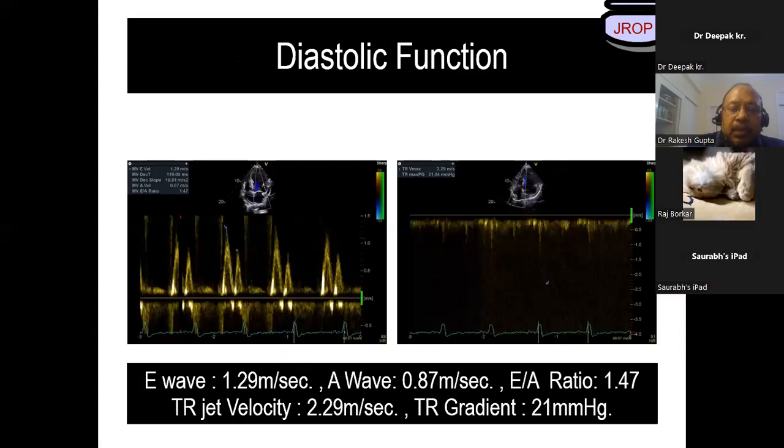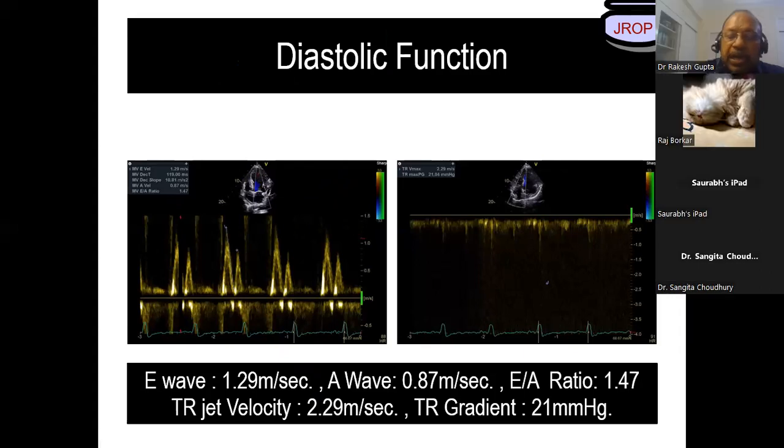Hello, sir. Sir, can spontaneous echo contrast be present due to mechanical valve? Those are different things. Mechanical prosthetic valve you're talking about, right? Yes, sir. Those are different things altogether. Those are like bubbles kind of a thing which is seen in mechanical prosthetic valves. Okay, sir.